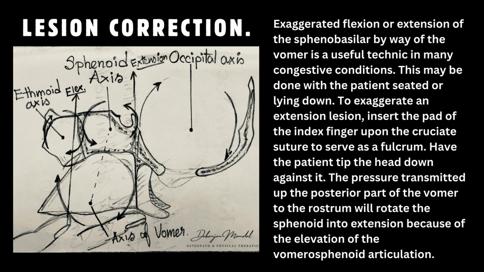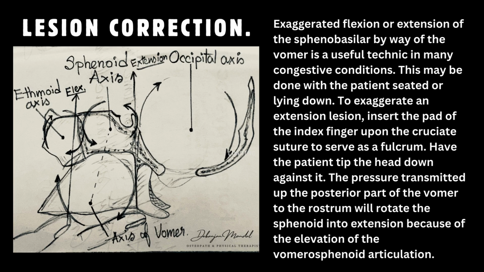Lesion correction. Maintain the balance on both axes of the sphenoid. Exaggerated flexion or extension of the sphenobasilar by way of the vomer is a useful technique in many congestive conditions. This may be done with the patient seated or lying down.